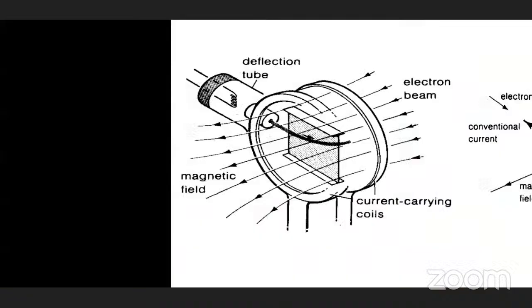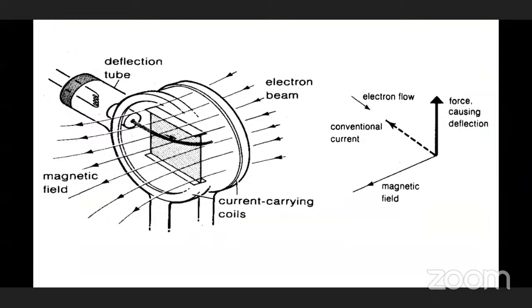Then you move on to another diagram. So this one is the deflection tube, you can see. At this point, we are producing the cathode rays from this point. Here you're seeing the deflection tube. That is a stream of electrons. You can see where they're actually deflected. They're deflected towards the North Pole, because the magnetic field lines are moving from the North Pole to the South Pole.